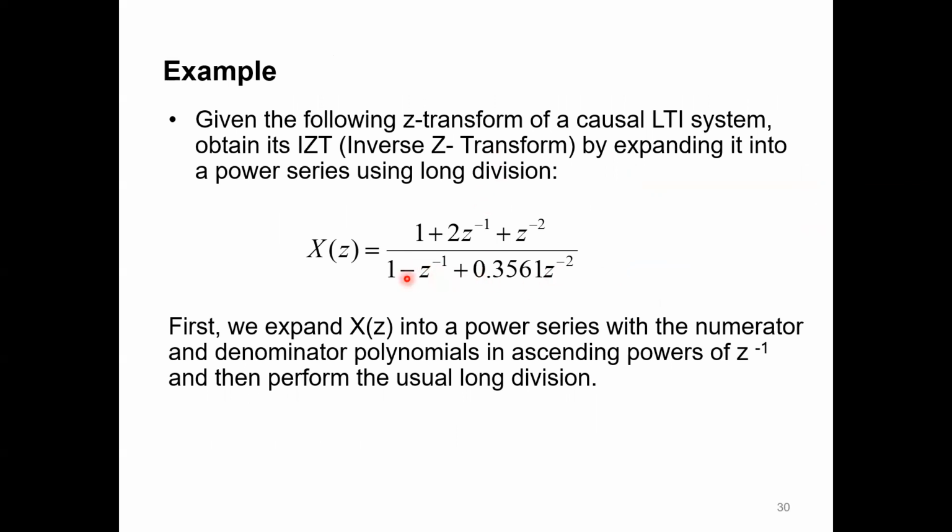Suppose you have this z-transform: (1 + 2z^-1 + z^-2) over (1 - z^-1 + 0.3561z^-2). So now this is your solution in the z world. Now you don't understand what it is. Nobody does. So you have to bring this to the time domain, which is the inverse z-transform.